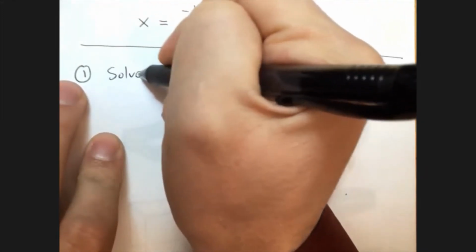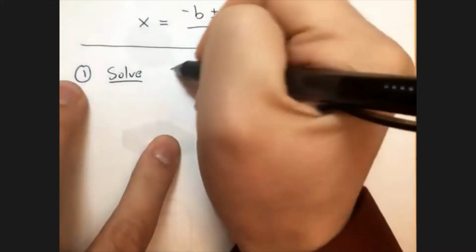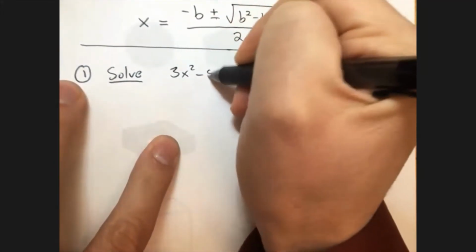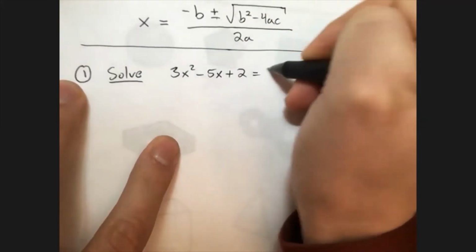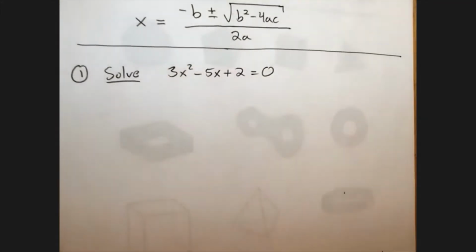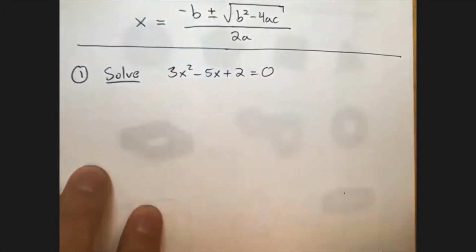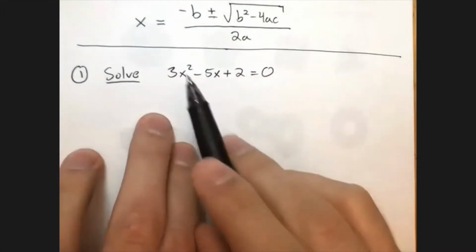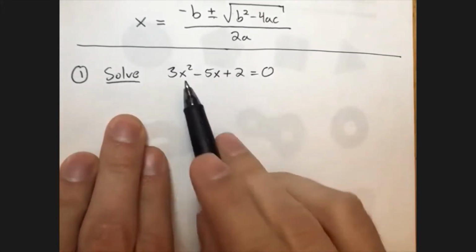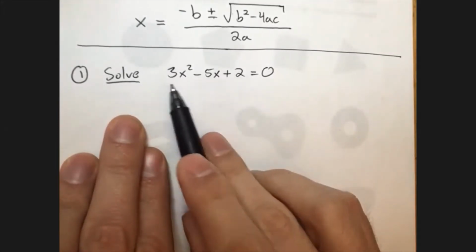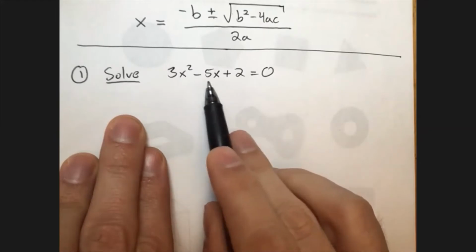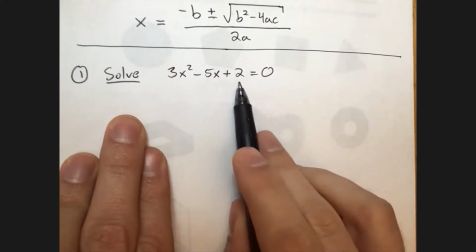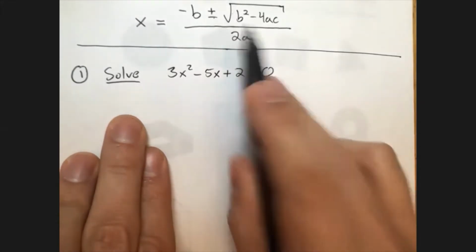All right, so number 1, we want to solve, in all of these problems, we're going to solve this equation. Well, it's just a matter of using that formula up here, right? So let's just apply it. So here we have the A, B, and C. A is 3. B is -5. And C is +2. Okay, so let's just plug that stuff in here.